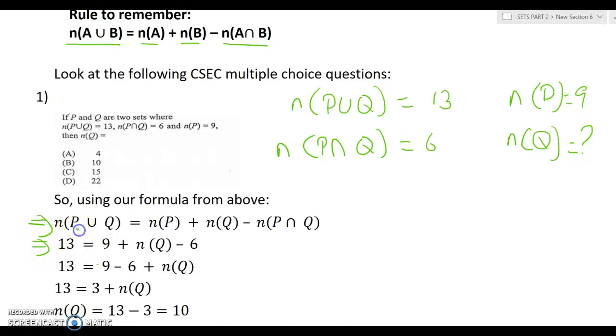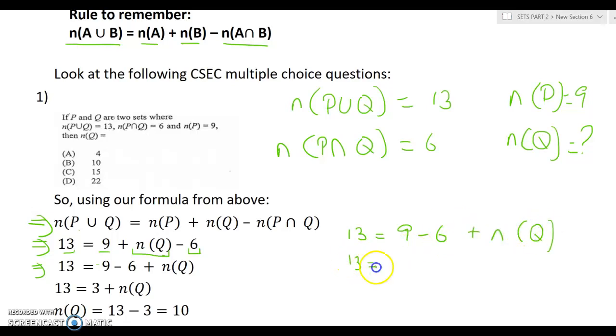So the number of members in P union Q is 13. That is equal to the number of members in P, which is 9, plus the number of members in Q, which we want to find, minus the number of members in the intersection, which is 6. It's like solving an algebraic question. I'll write it down here. So now we have 13 is equal to 9 minus 6 together, plus the number of members in Q.